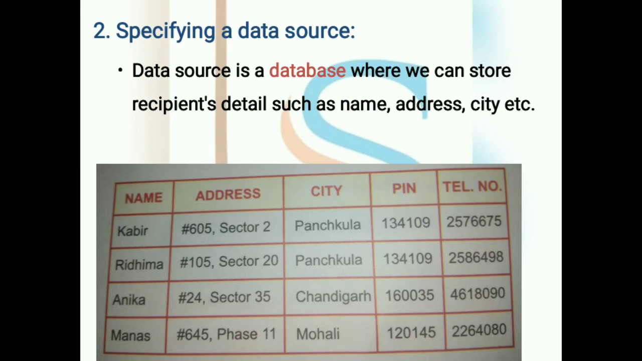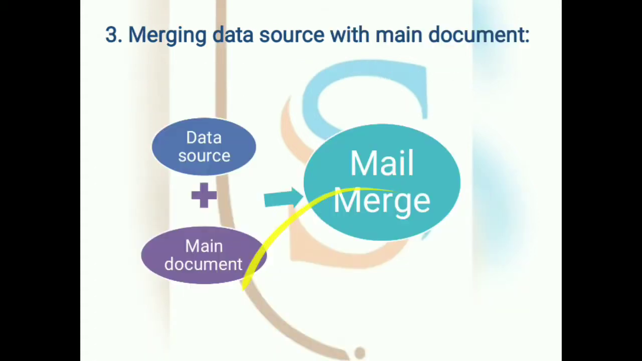Second one is specifying the data source. Data source means we will create the database where we can store the recipient's details such as his or her name, address, city, etc. So you can see in the diagram, we will create one data source, like I will create my friends' details: name, address, contact number, all these.